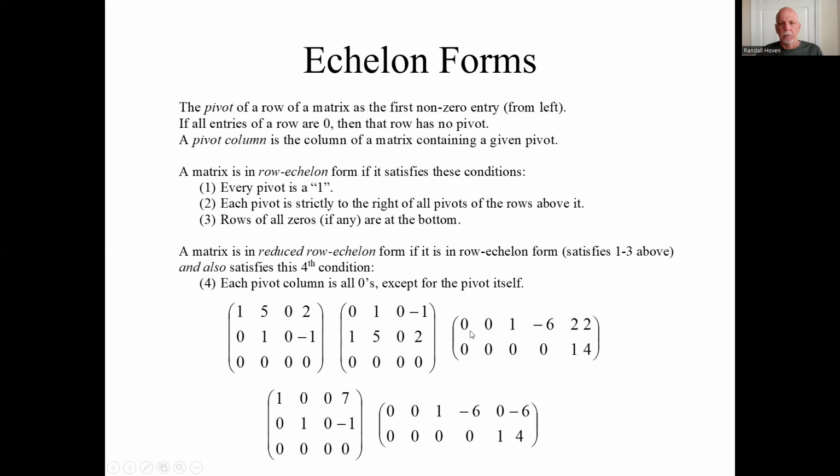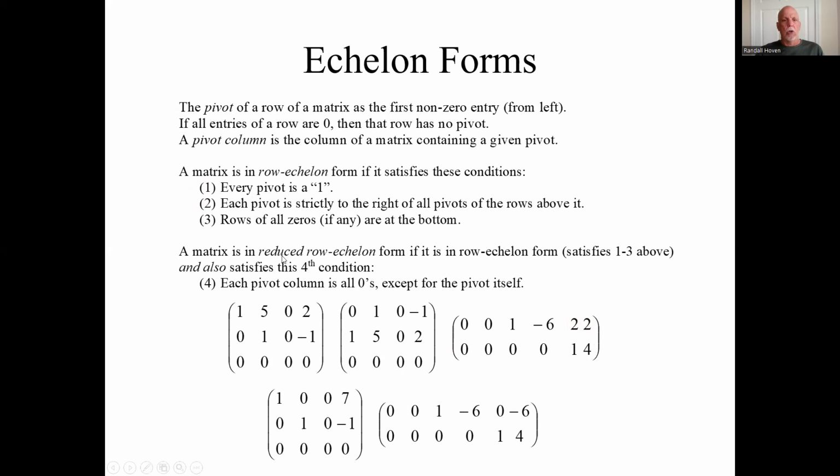What about this one? That pivot is 1. This is actually its own little column. It's not 22 and 14. It's a column of 2 and 1 and another column of 2 and 4. There's a pivot, it's a 1. Here's a pivot, it's a 1. This one is strictly to the right of that one. And there are no all-zero rows, but it satisfies all 3 conditions. This one is in row echelon form.